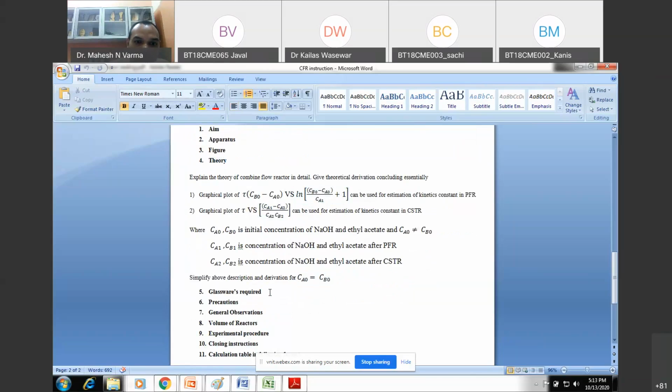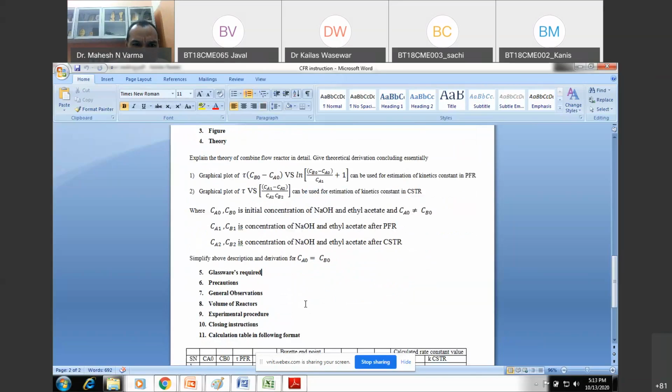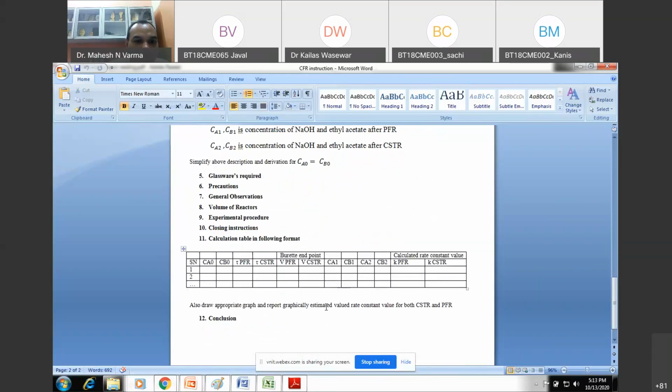Okay, so glasswares required: you need to write all the glasswares required. You need to write all the precautions. You need to write all general observation, volume of reactor, experimental procedure, closing instruction, and calculation in the following format. So you need to submit this table. Up to this point, you can get the values from the observation table.